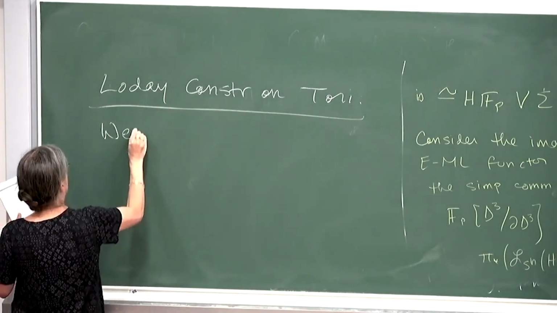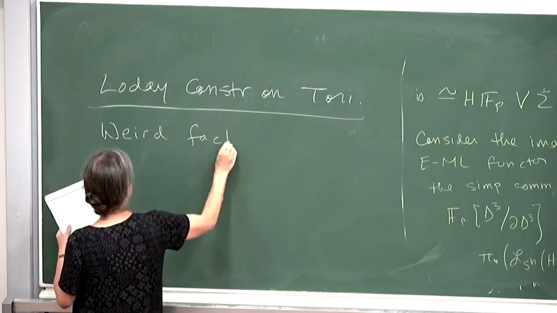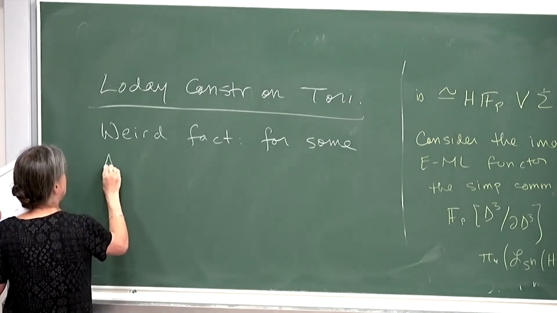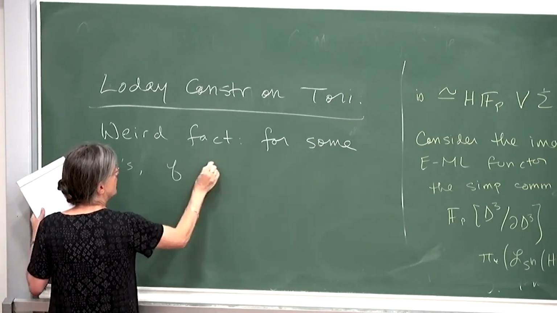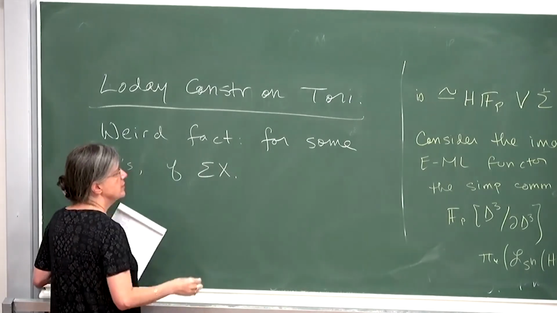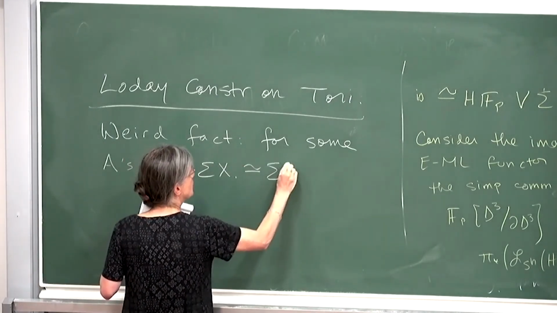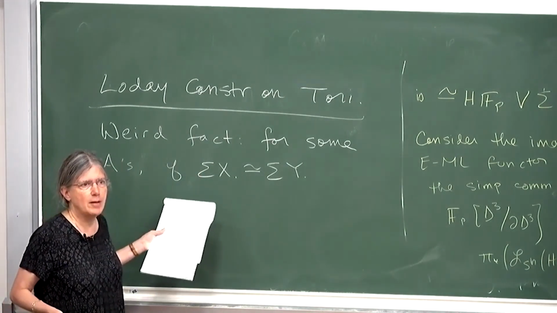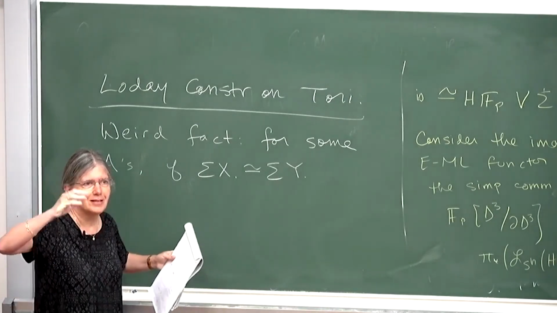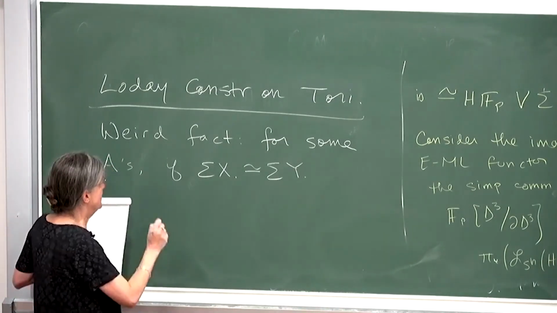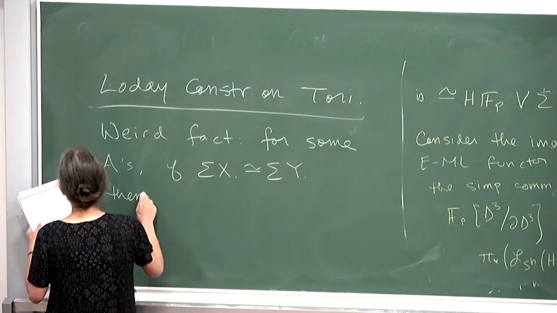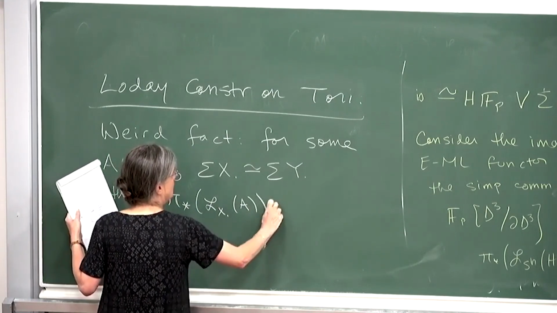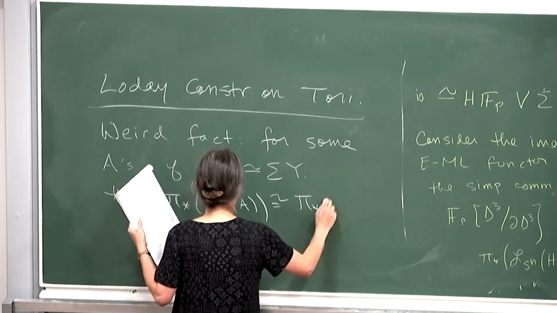So, weird fact. For some K-algebras A, if the suspension of a simplicial set X is equivalent to the suspension of a simplicial set Y, and I really mean this in the weakest sense, not even that there's a map from X to Y that isn't an isomorphism, just an equivalence of suspensions. If this is true, then π of L_X A is isomorphic to π of L_Y A.